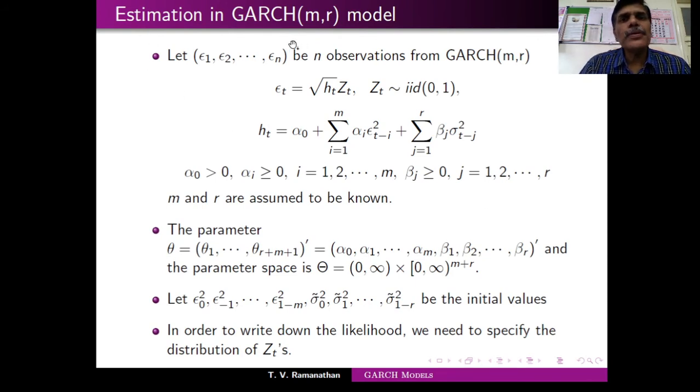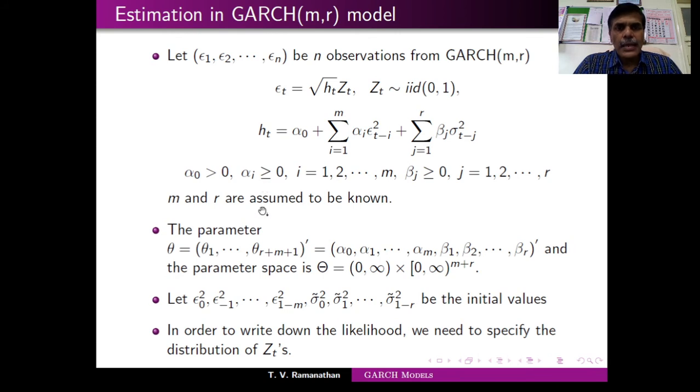So now, how will you estimate this model? These are the observations, n observations from this, and I'm writing sigma t as root of ht. So it's like ht as sigma t square, so sigma t is root of ht. That's just a notation change. So I'll write it like this. I assume that zt is IID 0, 1, and ht is this equation. Same, I mean, there is no change. Only thing is that instead of sigma t, I have used this ht notation here.